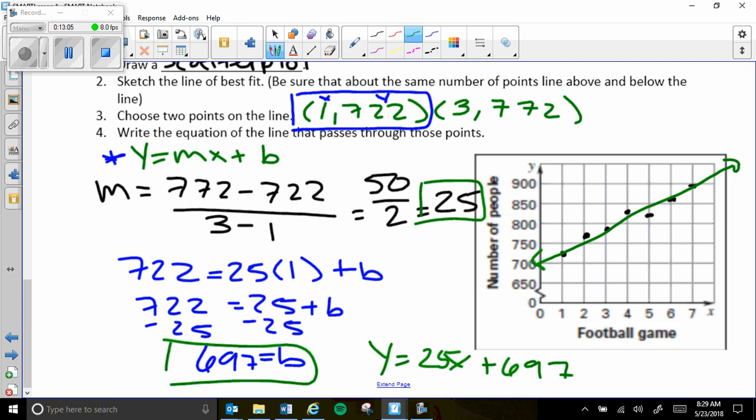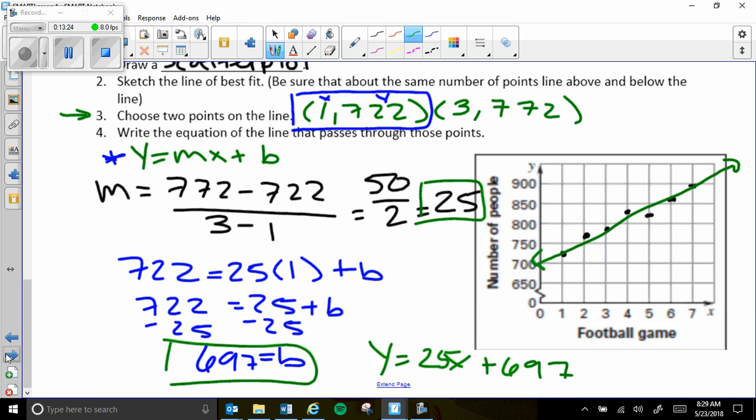And on your U-Dos, I will give you specific points to use. So I will tell you which 2 points on your graph that you should use. If you have questions, again, we're just approximating today. So we are approximating that line of best fit.